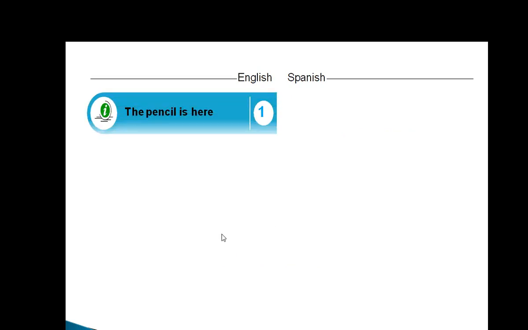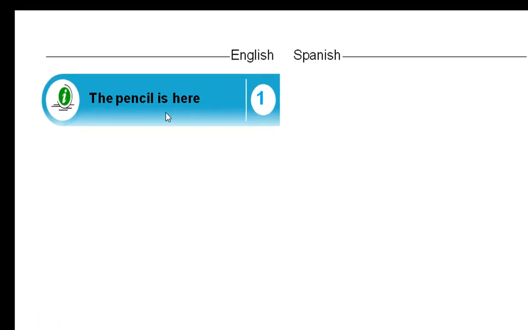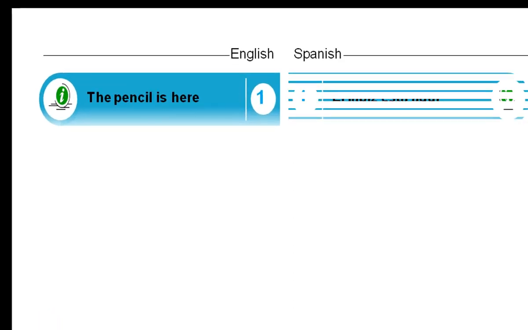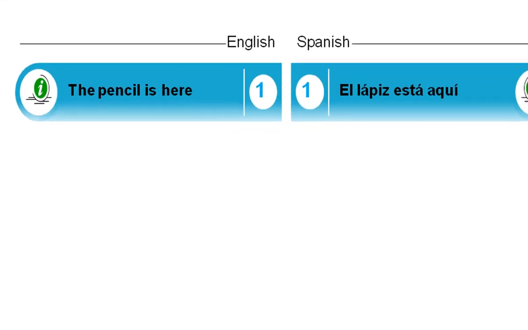So here we move to the sentence formation. I want to say the pencil is here. We know what the pencil is known as in Spanish, lápiz, and we know it's a masculine noun. Translation for here is aquí, and for is, we'll be using the third person form of estar, está. So it would be el lápiz está aquí.